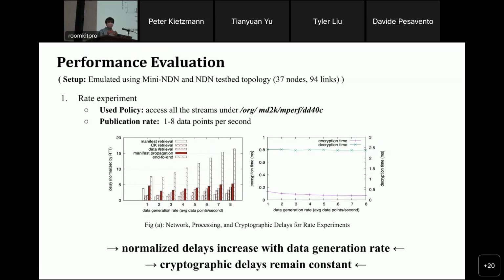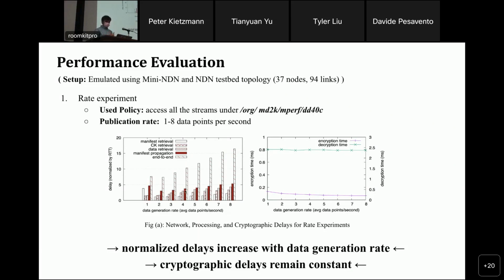In our system, we have to fetch the manifest, we have to fetch the content key, and we have to fetch the data. So there are many retrievals in the system, and that's why we have a lot of these delays. When we look at the normalized delay, we see all of it increasing along with the data rate. We found that as the data rate increases, the manifest propagation and fetching delay also increase. This is still research for us right now. We're actively investigating why this happens.